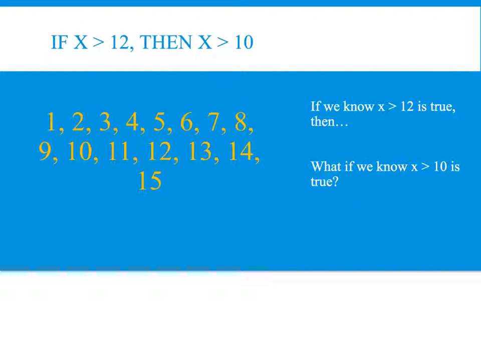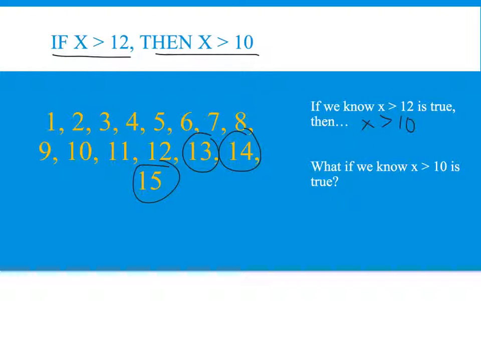Here's an example with numbers. If x is greater than 12, then x is greater than 10. The law of detachment says if we know x is greater than 12 is true, then we know that x is greater than 10. So let's try it. If x is greater than 12, so this number, this number, this number, then x is greater than 10. That's true. That makes sense.